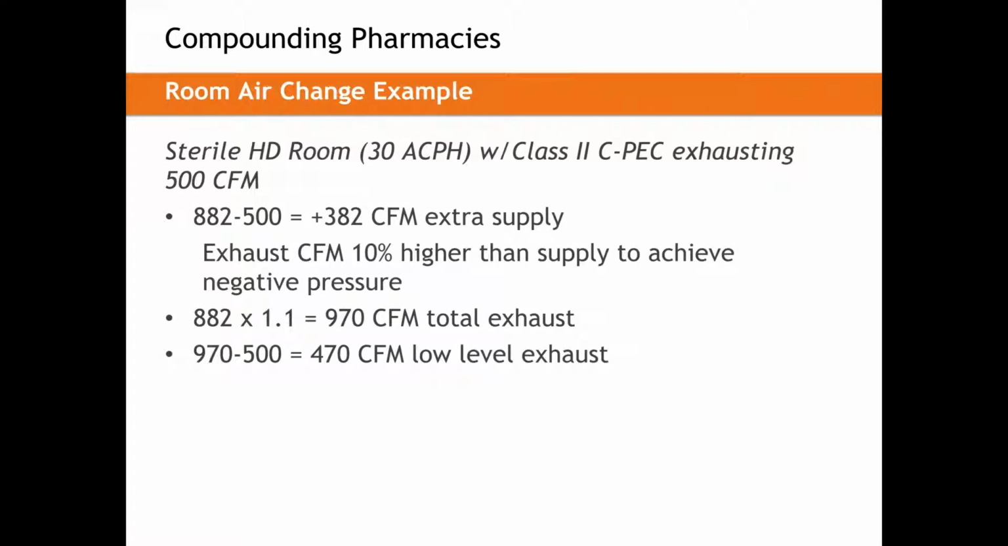I made the statement we typically do 10 to 15% of offset. In this example, we'll do 10%. Meaning we need 882 times 1.1 for a total of 970 CFM of total exhaust in this space. Our biological safety cabinet is already exhausting 500, so some low-level exhaust, likely a high-accuracy terminal, will need to exhaust 470 CFM for this space.